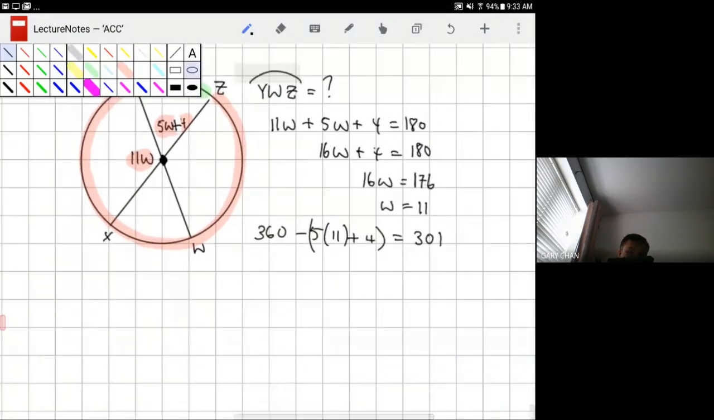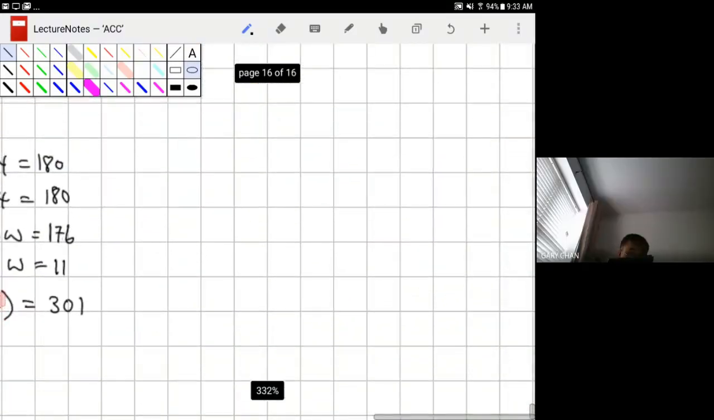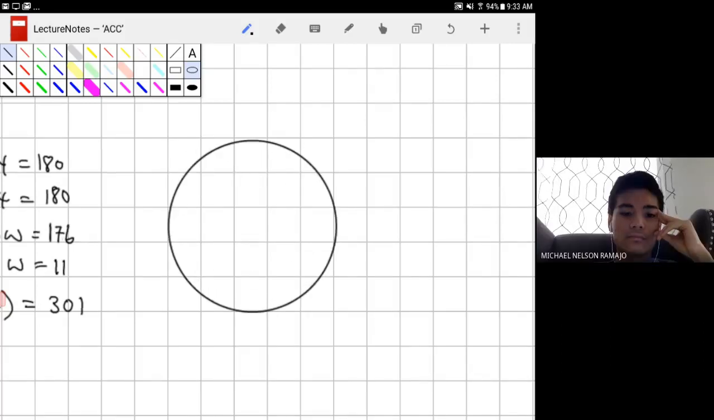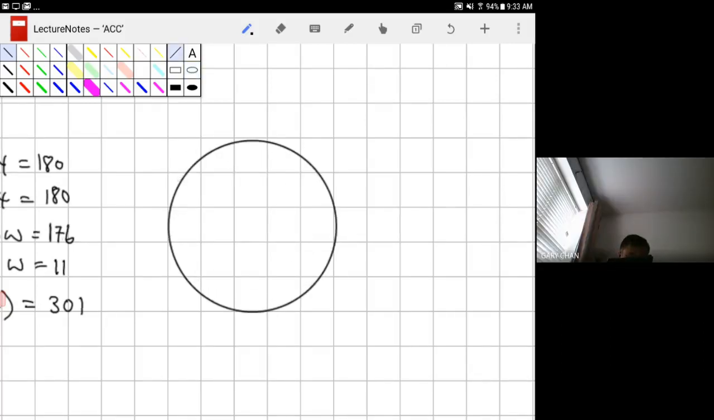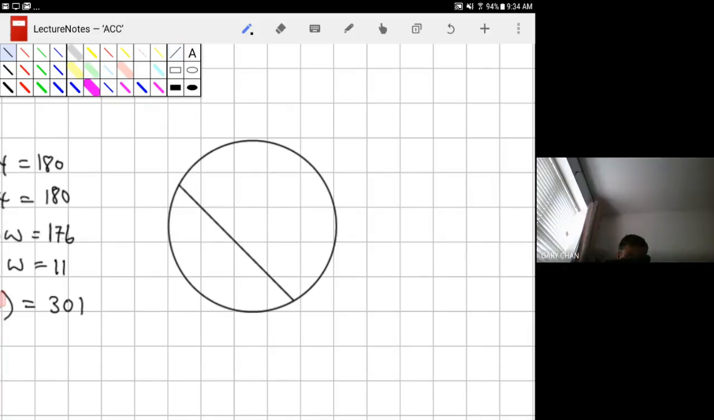A chord, very simply, is this. You have a circle, right? A chord is just a line drawn from one point on the circle to the other. It has to pass through 2 points on the circle. So it's simply a line drawn from one point of the circle to the other. That's all it is.